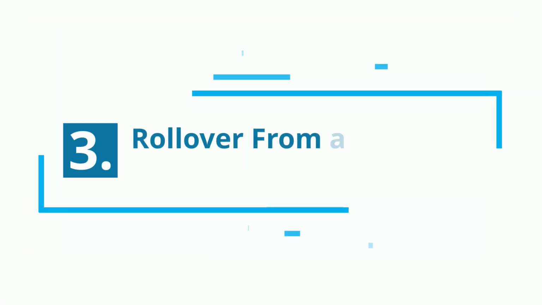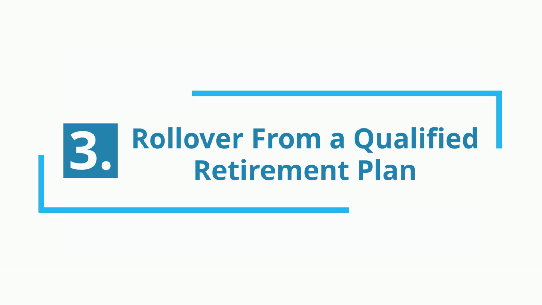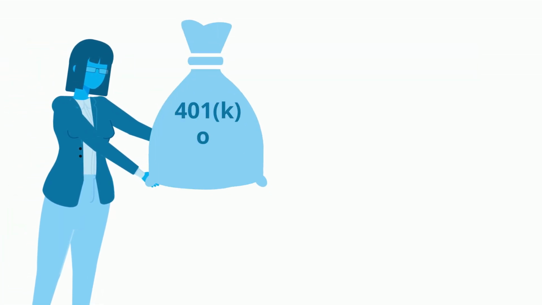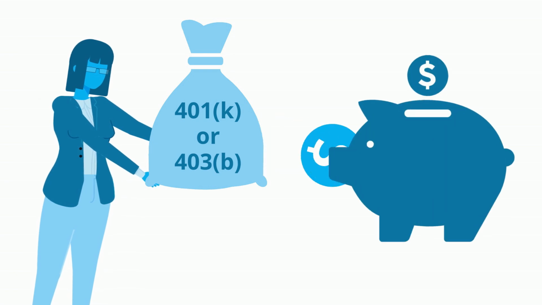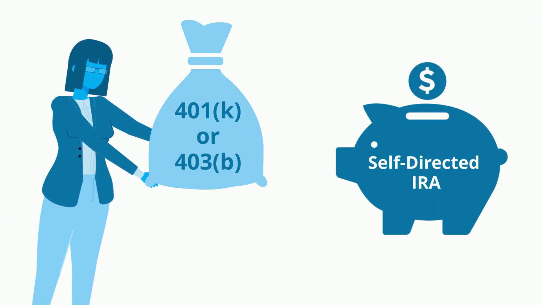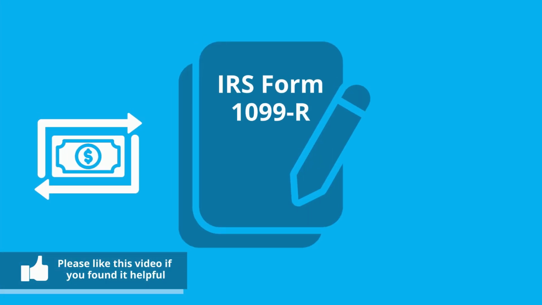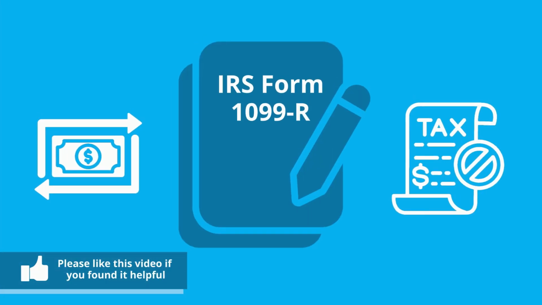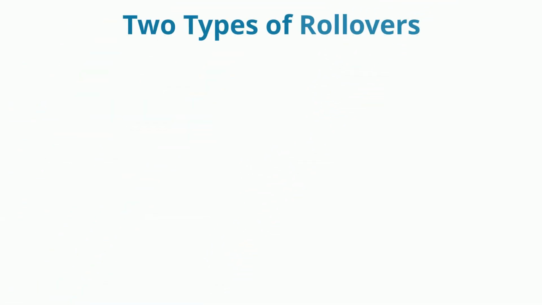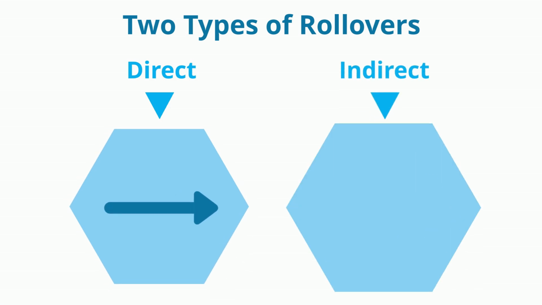3. Rollover from a qualified retirement plan. If you have an existing qualified retirement plan, such as a 401k or 403b, you can roll these funds into your self-directed IRA. While rollovers are reported on IRS Form 1099-R, they typically do not trigger a taxable event when executed properly. There are 2 types of rollovers: direct and indirect.